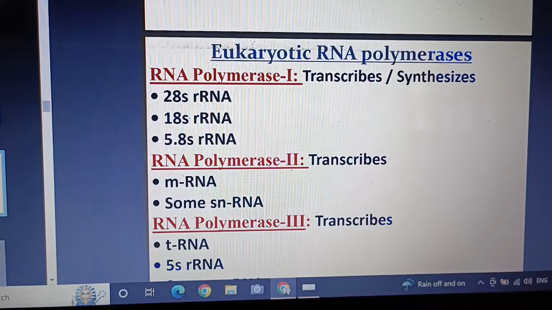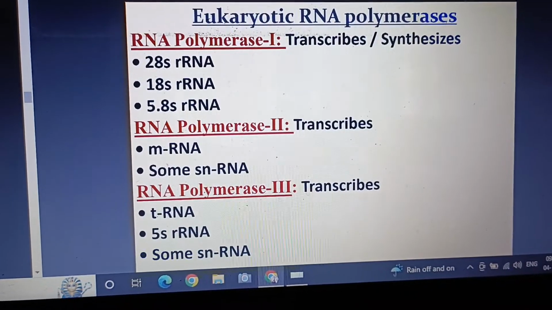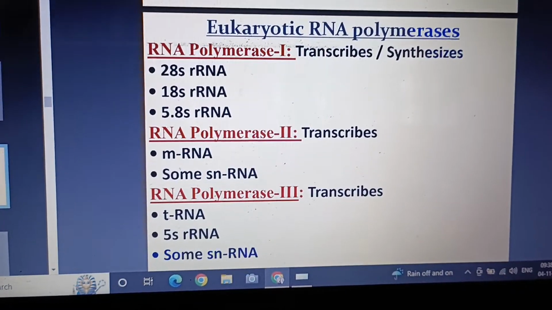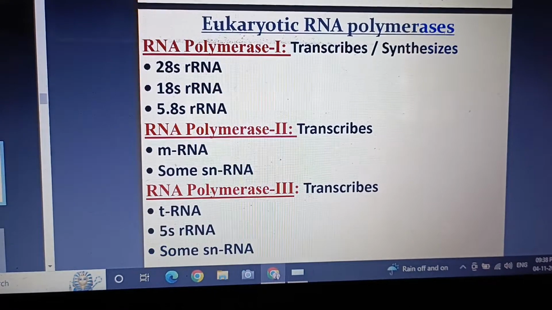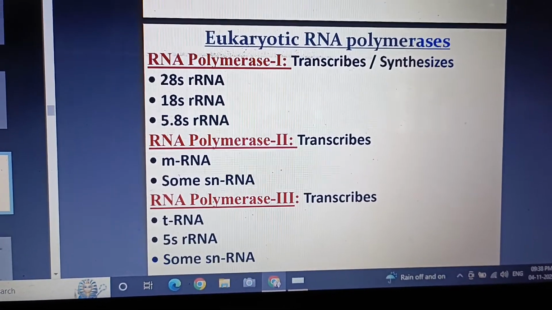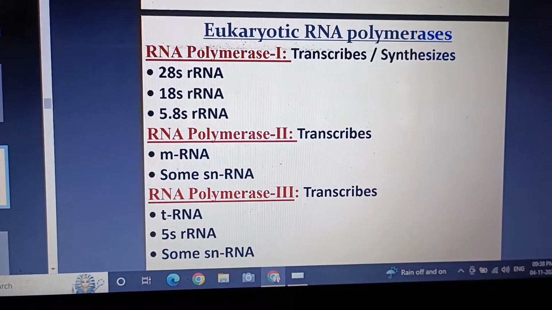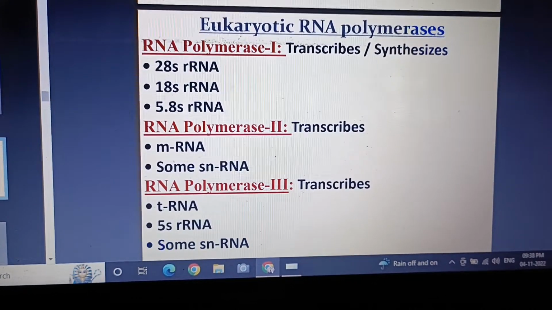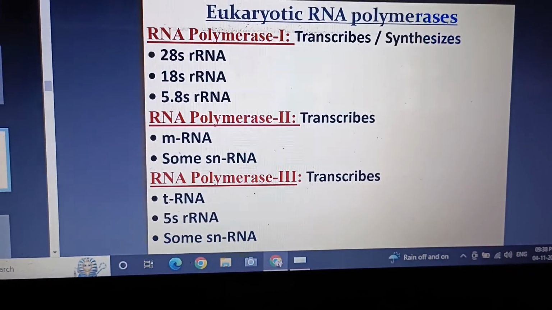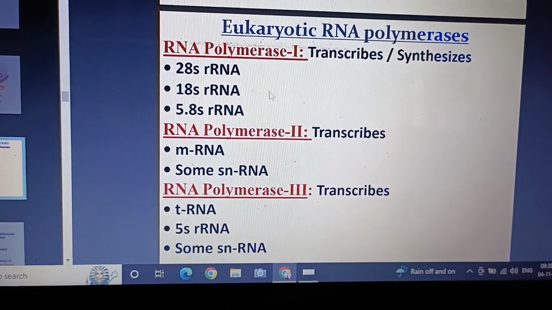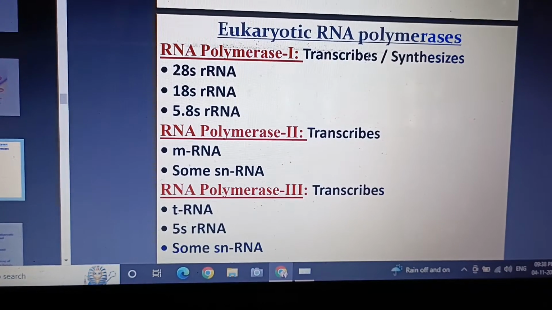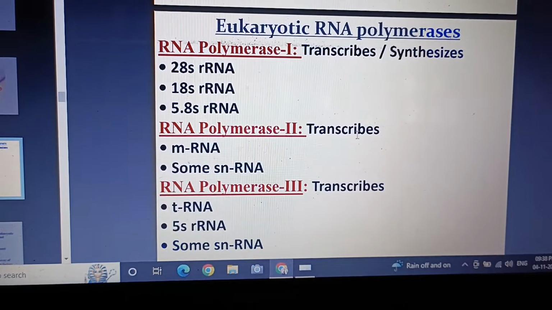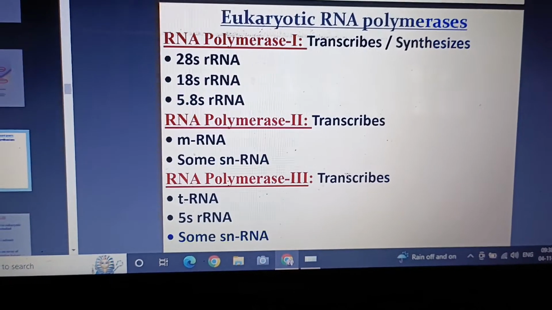Eukaryotic RNA polymerases. Here, what are the enzymes which help for RNA synthesis? In prokaryotes, what we saw was a single RNA polymerase having 5 subunits. Here, in contrast, in eukaryotes, there are RNA polymerase 1, RNA polymerase 2, and RNA polymerase 3. RNA polymerase 1, their role is to transcribe or synthesize. Okay, RNA polymerase 2 transcribes. RNA polymerase 3 also transcribes.